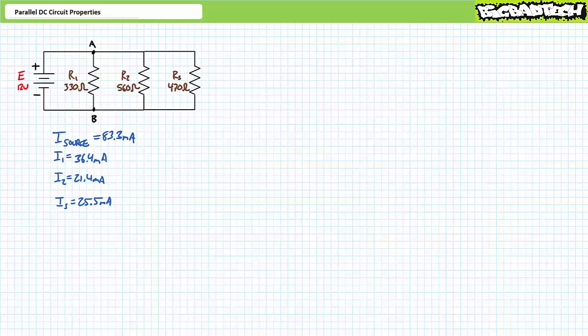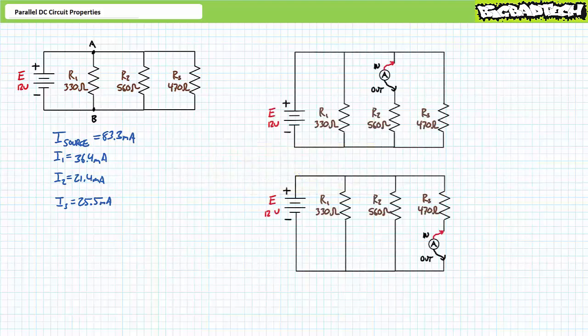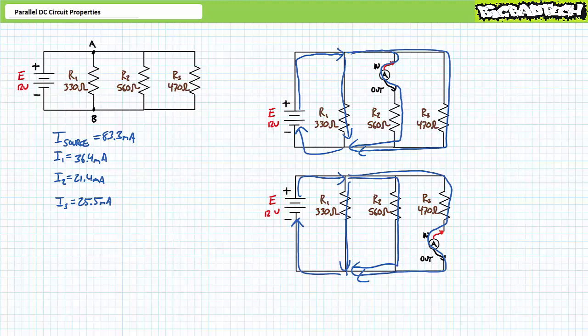By all means, pause the lecture and try this on your own. If you're tracking, your circuits should look something like this. You'll note in each scenario, the ammeter is configured such that it is in series or in line with the element under inspection only. An ammeter configured in the top fashion would read I2 and I2 only and should measure 21.4 milliamperes. Similarly, an ammeter configured in the bottom fashion would read I3 and I3 only and should measure 25.5 milliamperes.